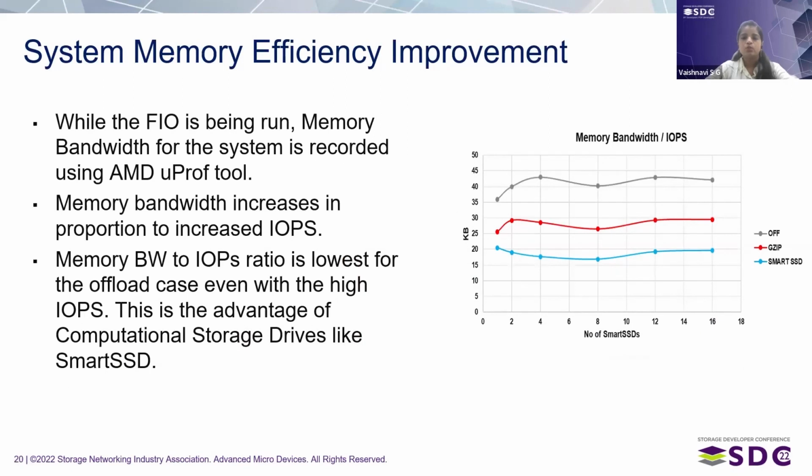Along with the improvements in throughput and CPU resource utilization, we have seen improvement in system memory efficiency. This improvement is due to the peer-to-peer data transfer. The memory bandwidth increases as the IOPS increases. And as you can see in the plot, the ratio in case of compression offload is at the lowest while achieving the same level of IOPS as that of compression off case, as we saw in the previous throughput slide. This means that in case of compression offload, the host memory bandwidth is significantly lesser than that of compression on CPU bandwidth, thus freeing up host system resources for other application usage.